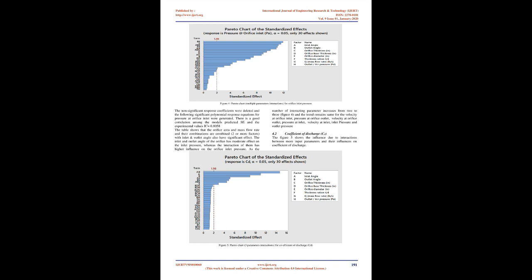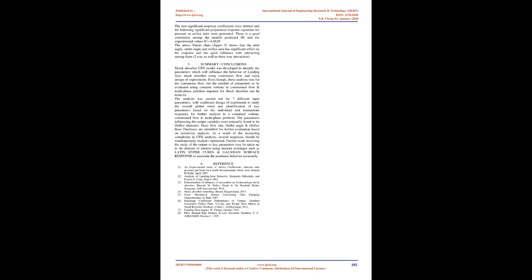The non-significant response coefficients were deleted and the following significant polynomial response equations for pressure at orifice inlet were generated. There is a good correlation between the model's predicted values and the experimental values, R2 equals 0.8058. The table shows that the orifice area and mass flow rate, and their combinations as two or more factors with inlet and outlet angle, also have a significant effect. The inlet and outlet angle of the orifice has a moderate effect on the inlet pressure, whereas the interaction of them has a higher influence on the orifice inlet pressure.